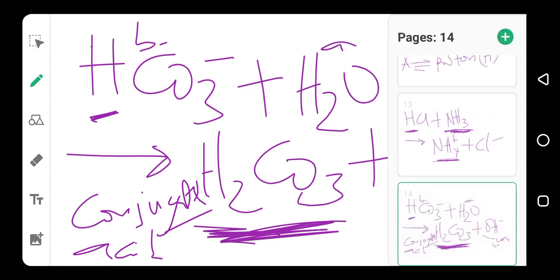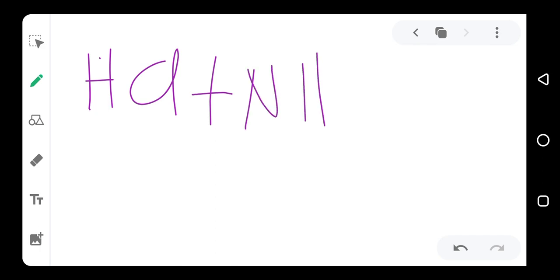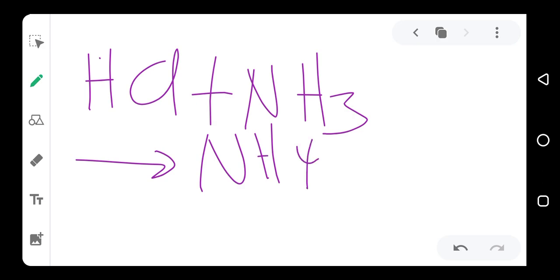So other examples of Bronsted-Lowry acids and bases, we have HCl plus NH3, giving us NH4 plus and this.